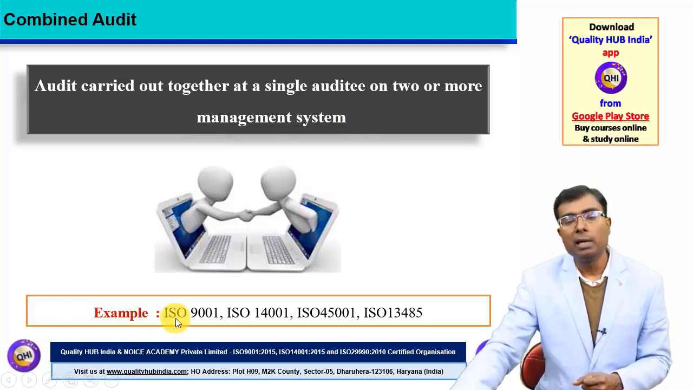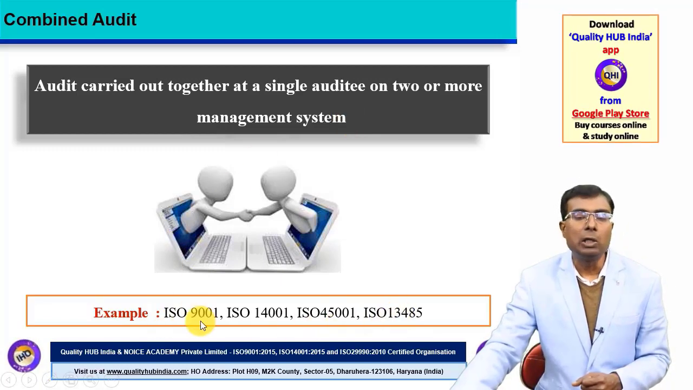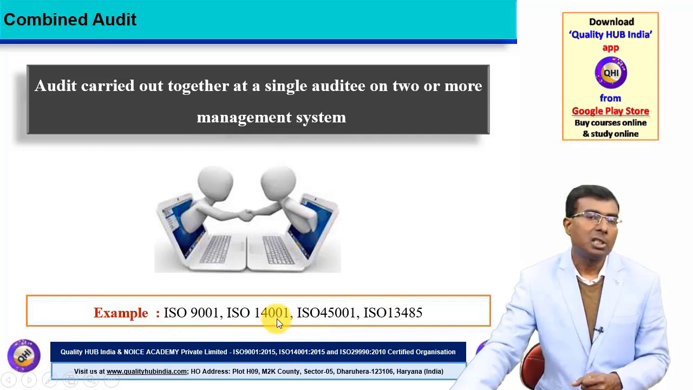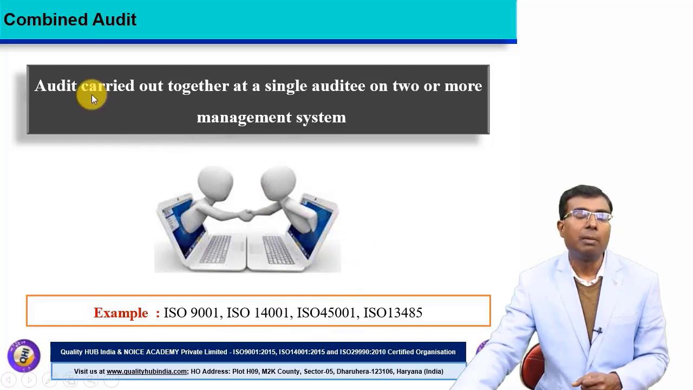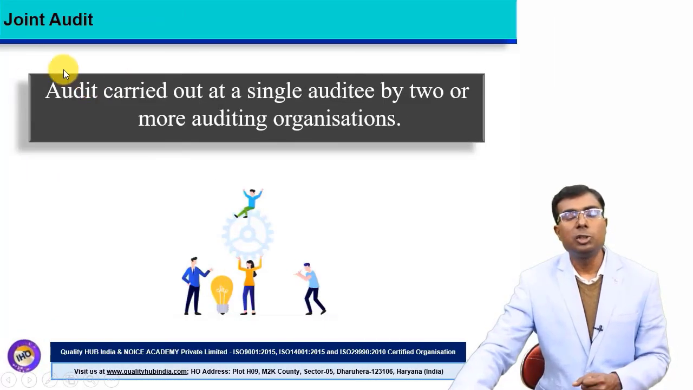And the systems could be different kinds of systems. So any two or more systems, if taken together and connected together by multiple auditors, that would be a combined audit. The next term is joint audit.